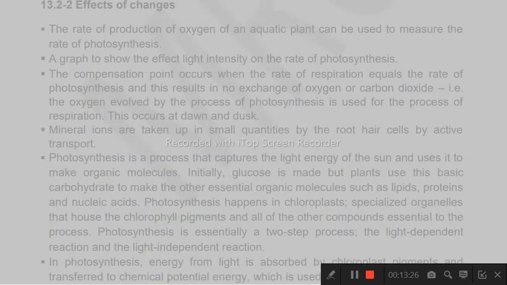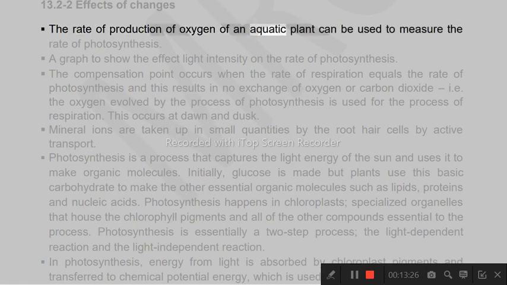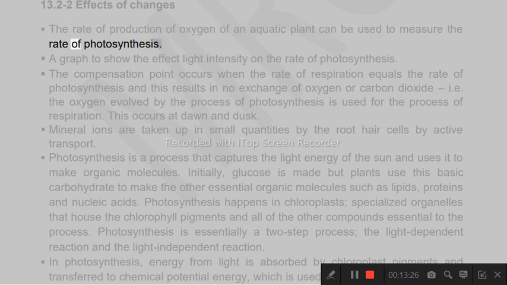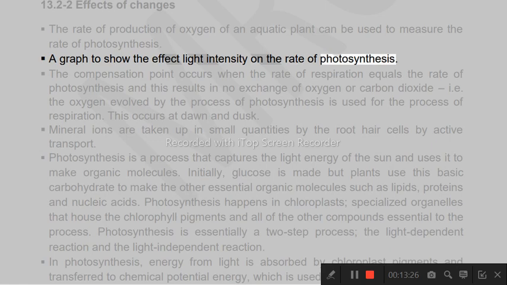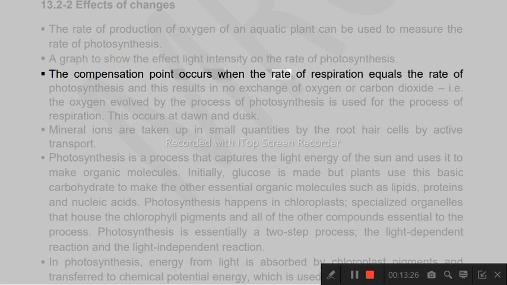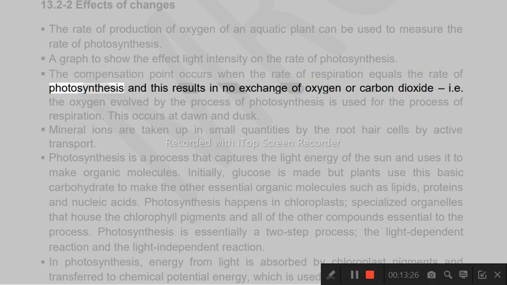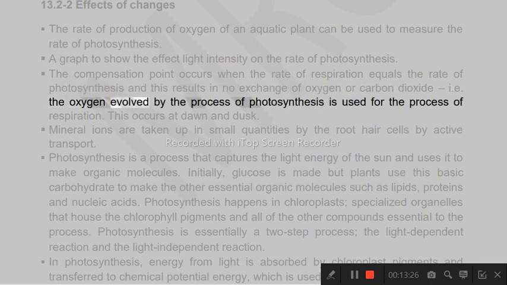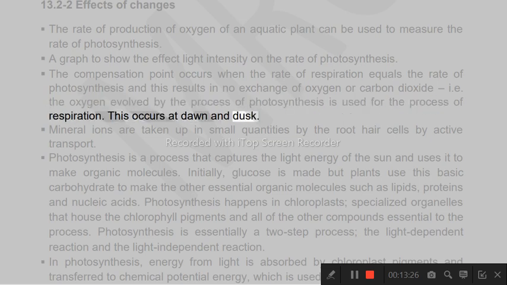13.2-2 Effects of changes. The rate of production of oxygen by an aquatic plant can be used to measure the rate of photosynthesis. A graph to show the effect of light intensity on the rate of photosynthesis. The compensation point occurs when the rate of respiration equals the rate of photosynthesis, and this results in no net exchange of oxygen or carbon dioxide. The oxygen evolved by photosynthesis is used for respiration. This occurs at dawn and dusk.